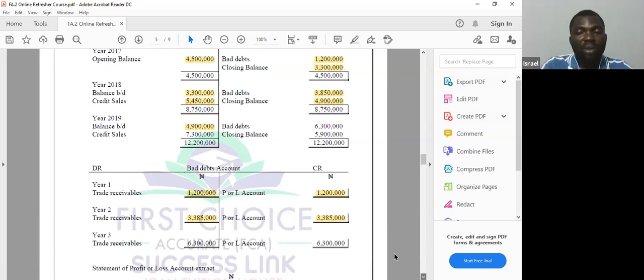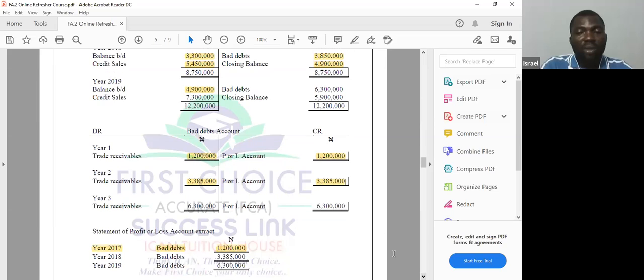So after you are done with that, we need to close up our bad debt. Where do we close our bad debt to? We close our bad debt to the profit or loss account. Always remember that. It appears under the profit or loss account as 3.385.